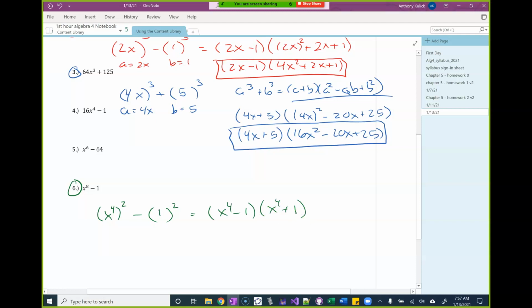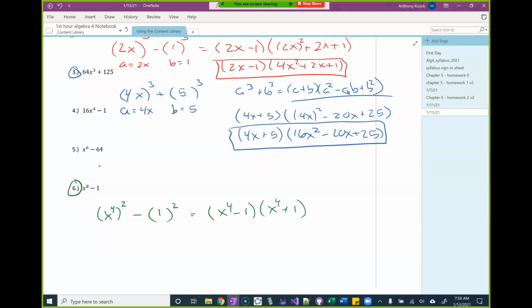Walter, you good with that so far? I just have a question. Sure. Did you say why that is squared and not cubed? On 6? Yeah. Well, because the first thing I'm going to check for is a difference of two squares. Since I have an even exponent, I should be able to write this as a difference of two squares. I can't write 8 as a multiple of 3, so I know it can't be a sum or difference of cubes. Is that okay? Yeah.